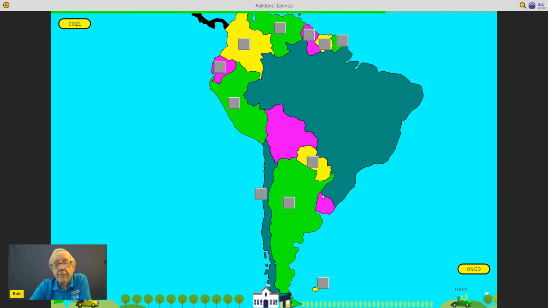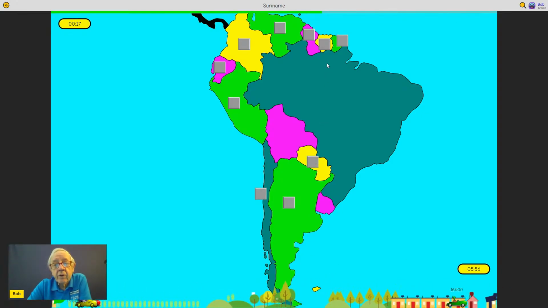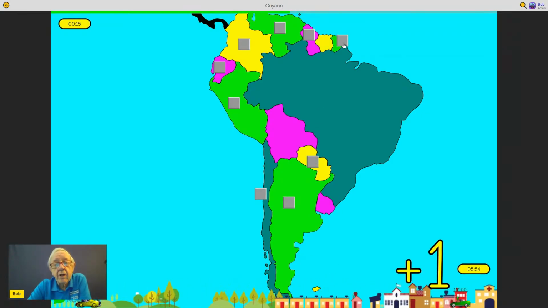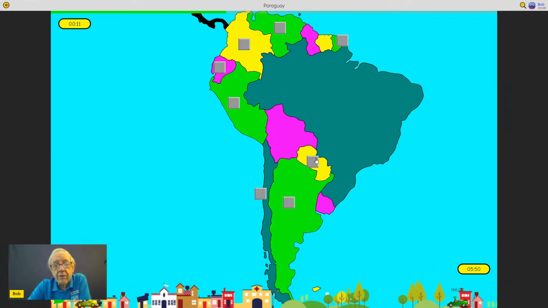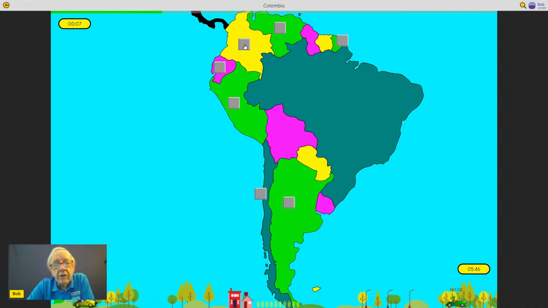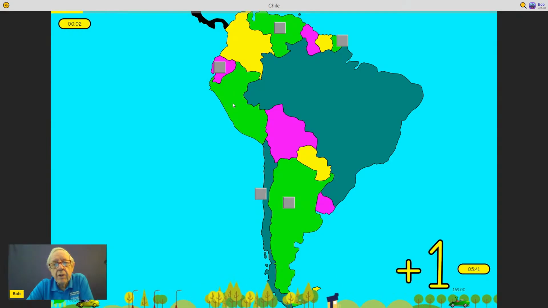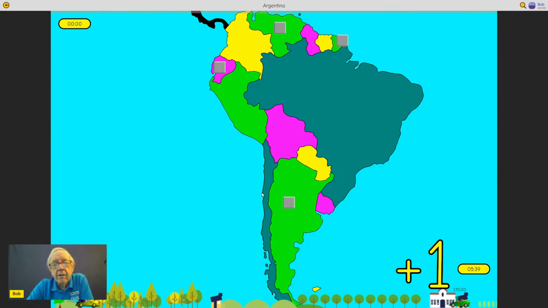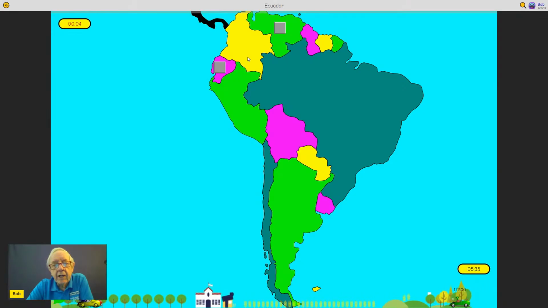I don't know the difference between Uruguay and Paraguay. Falkland Islands is easy. Suriname is up in the center between French Guiana and Guyana. It asks for Guyana. Paraguay, this is Uruguay. This would be Paraguay. You get to where you know all this. Colombia is connected to Panama, Peru, Chile, Argentina, French Guiana, Ecuador. Ecuador's right on the equator.